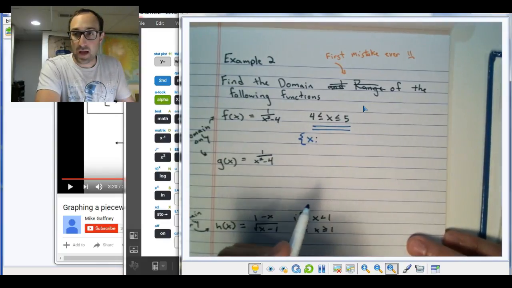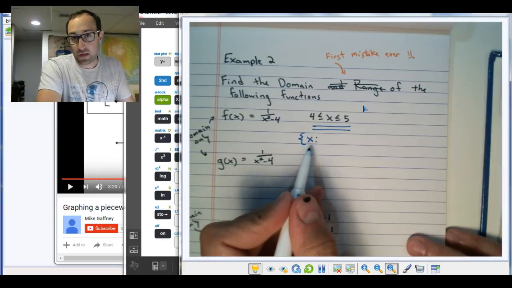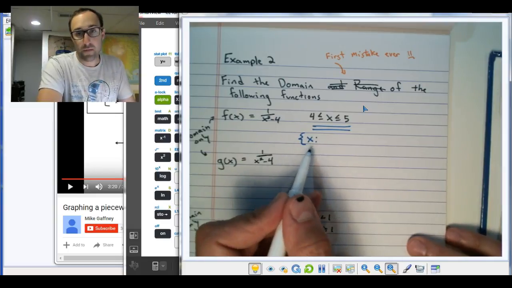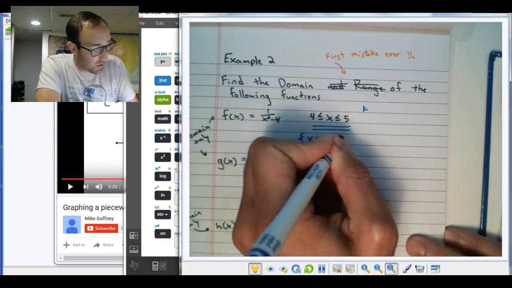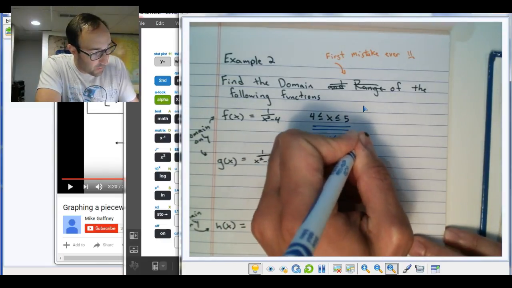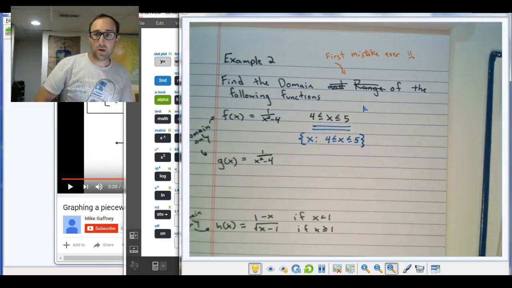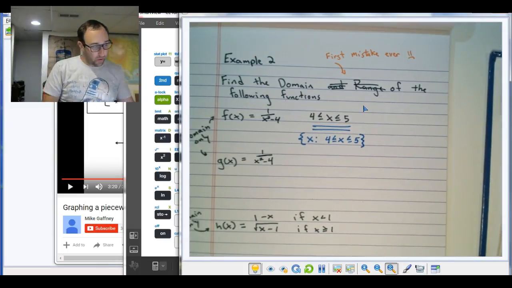So that way we know its x value, in case the domain is not necessarily x. It might be y, it might be z, it might be whatever. And we're going to say that is 4 less than or equal to x less than or equal to 5. Oh, and I kind of messed that one up. That's okay.